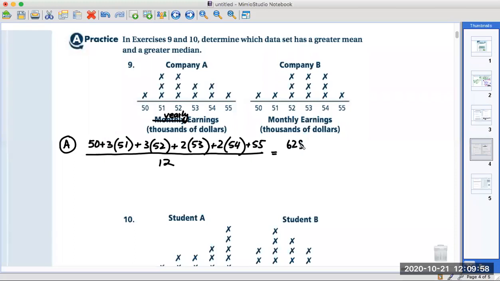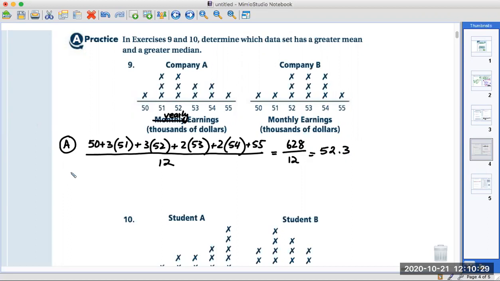When we add those, please do me a favor, listen to me and add them yourself, because you're going to get a test or quiz or something and you'll be sitting there going, how do I add these? Where are the buttons? Now is the time to practice. Divide it by 12. And when you do that, you're going to get 52.3. I'm rounding down because it's 333 repeated. So that's your average.